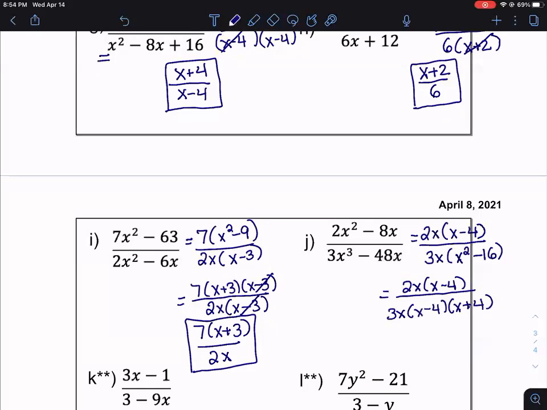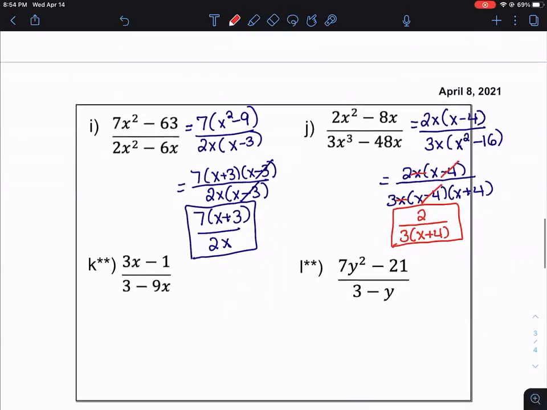The 2 and the 3 will not reduce. However, the x's can. Because they are single x's, the x's can reduce or cancel the x minus 4's. So we're left with 2 over 3 times x plus 4 in our denominator. Okay, and I'll take any questions. I'm going to do K and then let you guys try L without me.